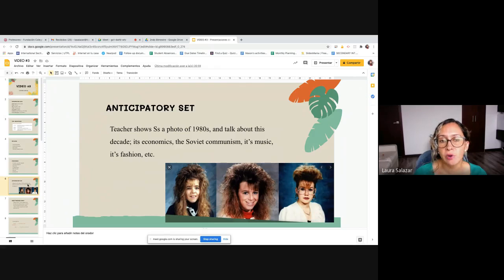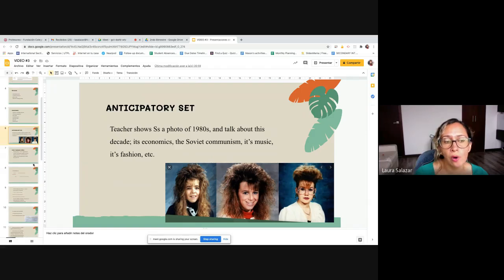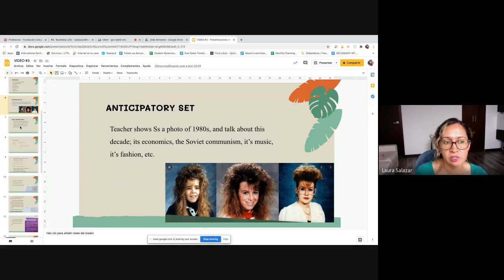For the anticipatory set, the teacher shows students a photo of the 1980s and talks about this decade: its economy, the Soviet communism, its music, its fashion, and a lot more things. So here is a picture that the teacher will show to the students, where she shows the hair that they used to have in this decade. Okay, so she was talking about its fashion, their hair, and the teacher will show more pictures to them. This is just an example.